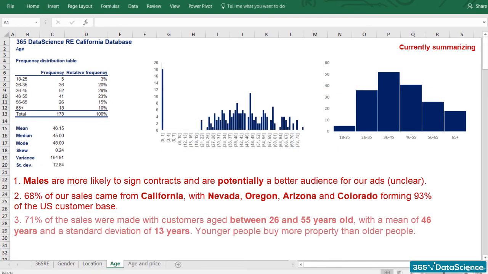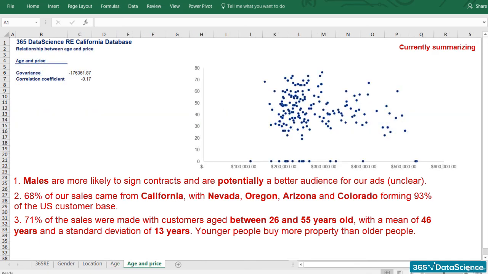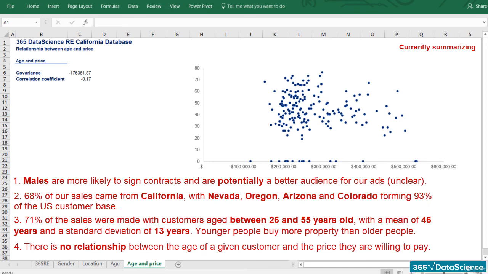Third, 71% of sales were made with customers aged between 26 and 55 years old, with a mean of 46 years of age and a standard deviation of 13 years. Moreover, the distribution is right-skewed, so we expect younger people to buy more property than older people. Finally, there is no relationship between the age of a given customer and the price they are willing to pay.